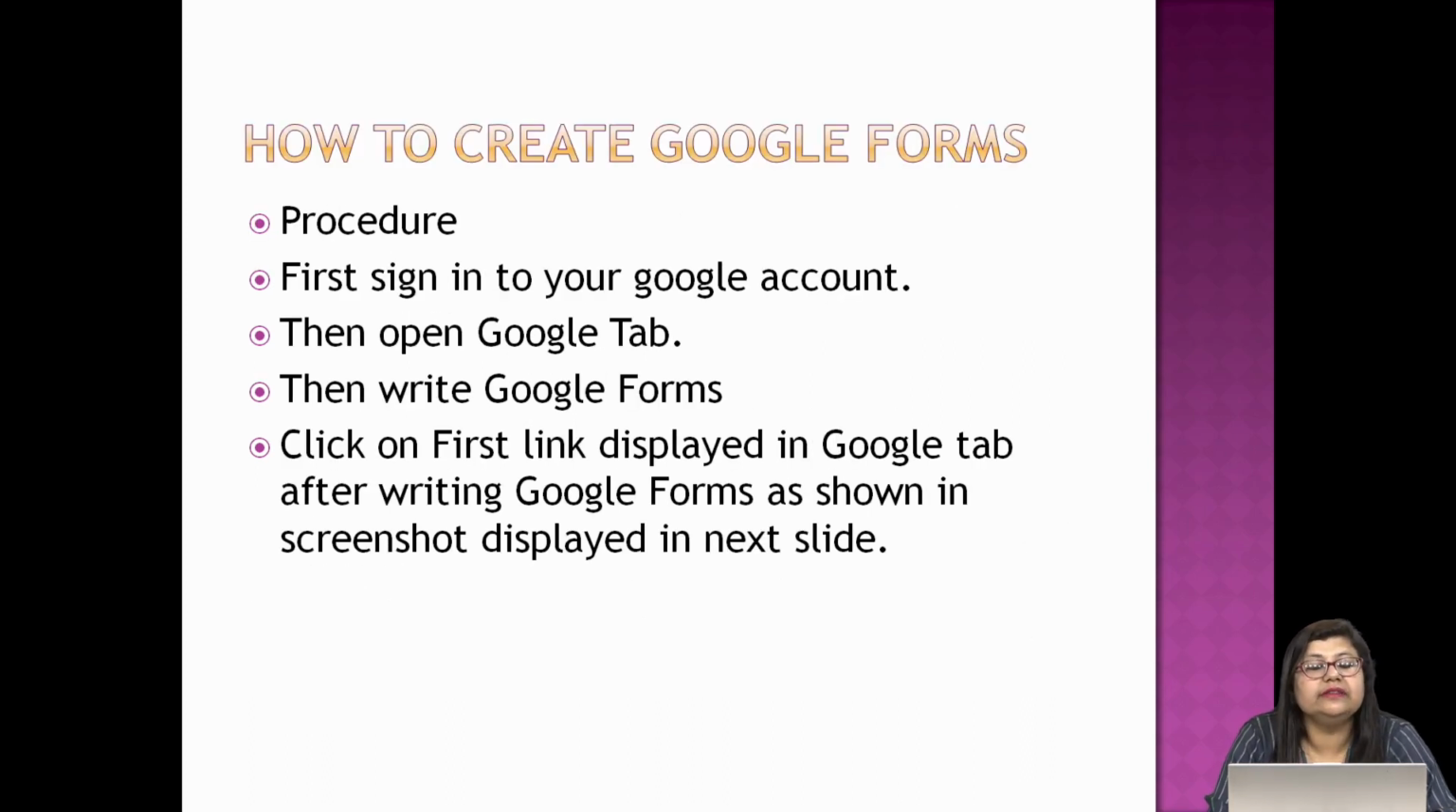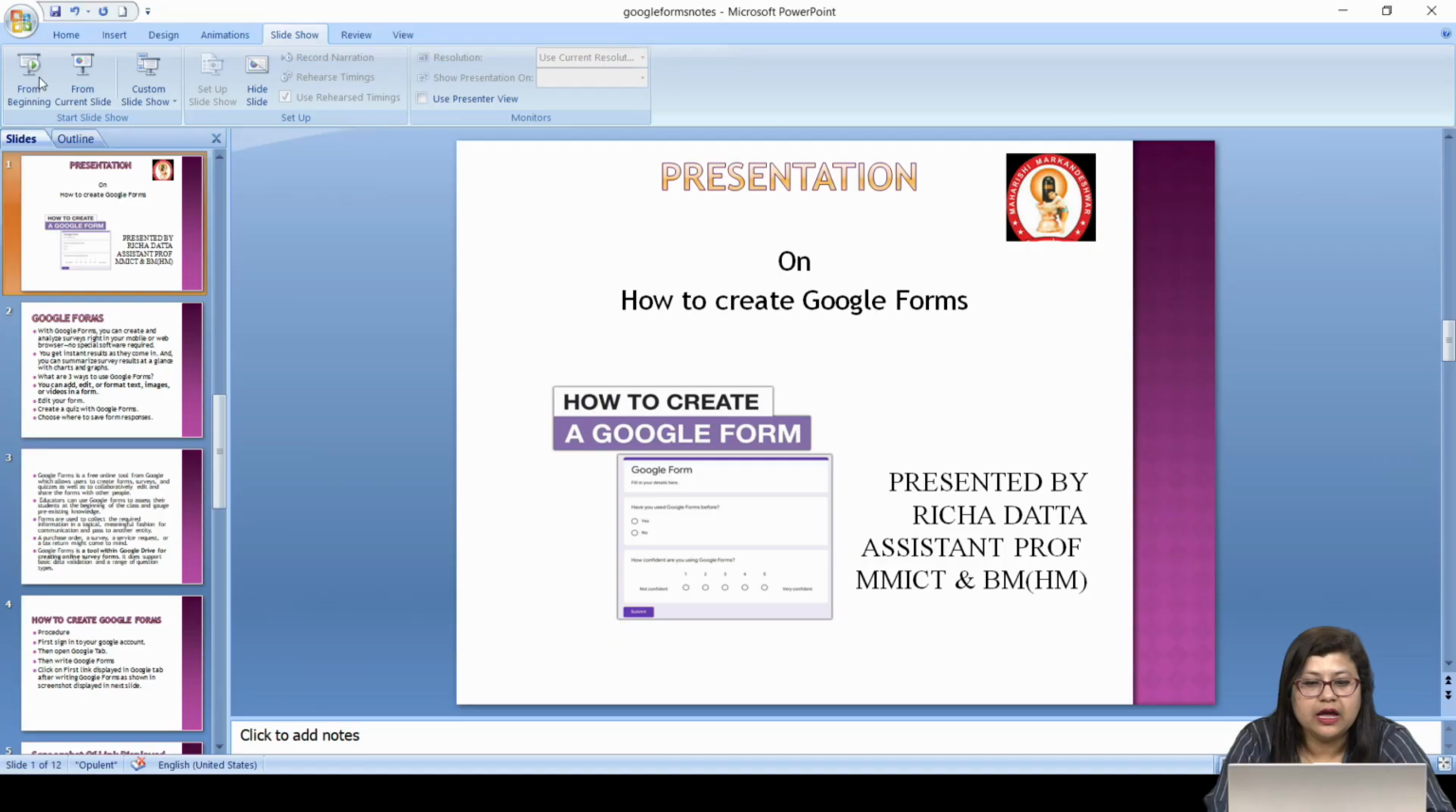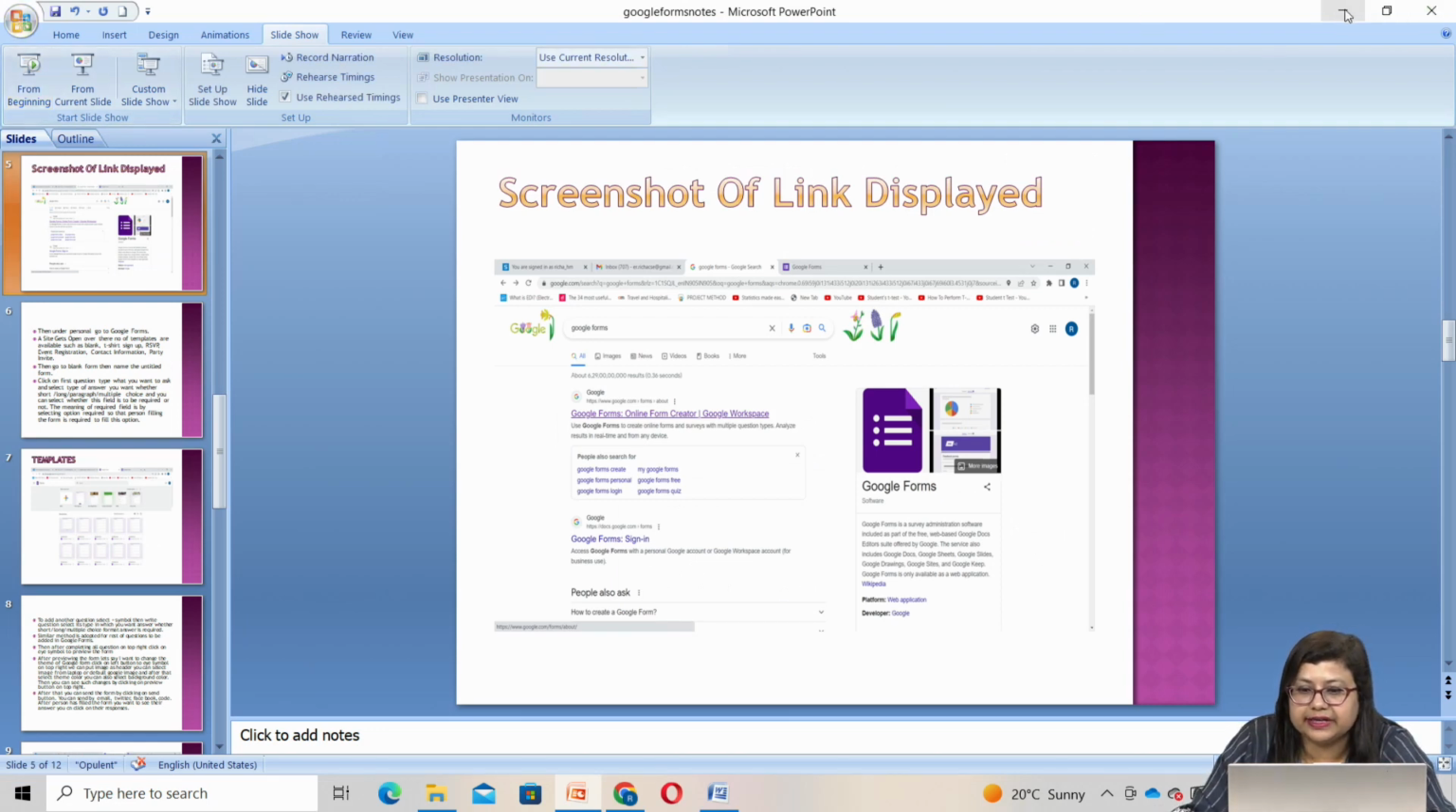Now, how to create a Google Form? The procedure is: first of all, before creating the Google Form, you have to sign in to your Google account. Then open the Google tab, write Google Forms, and click on the first link displayed, as shown in the screenshot. In the next slide you can see this, and I will also demonstrate it practically.